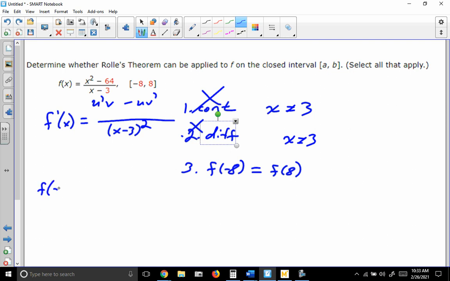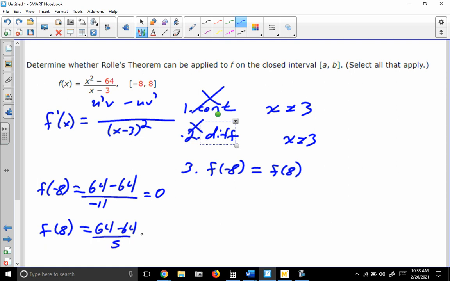If we substitute negative 8 into the function, negative 8 squared, that's negative 8 times negative 8, minus 64 over negative 11, that's going to be 0 over negative 11, which is 0. If we put in 8, we get 8 squared minus 64 over 5, that's also 0. So that criteria is met, but even if one of the other ones fails, then Rolle's theorem is not applicable, or it does not apply.